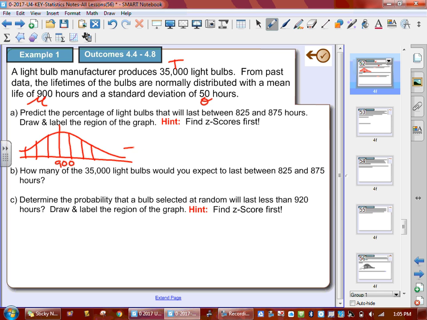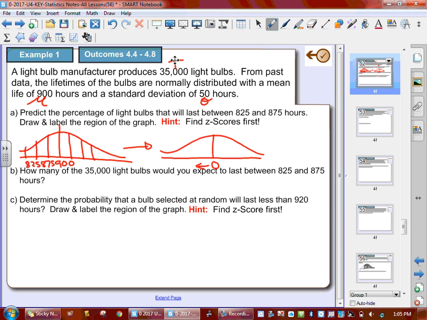But the minute I turn that to my z-score table, because I need to have 0 in the middle, so I know my 900 is my mean. But now I need to change 825 and 875. I need to change those numbers into z-score numbers so that I know where they're located. And then I can find out how much information is shaded between them. Now, right now, all we know is that they are left of 0. They're going to be negative numbers. That's all we know so far.